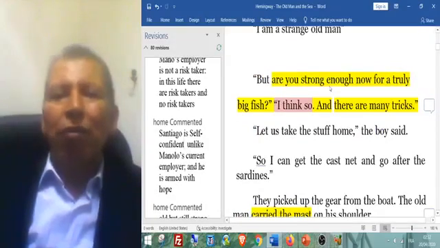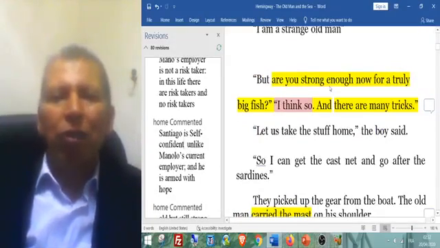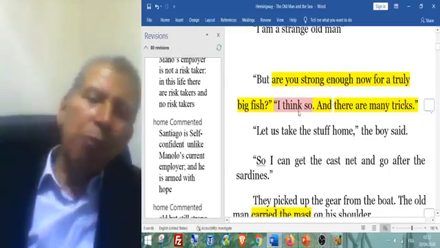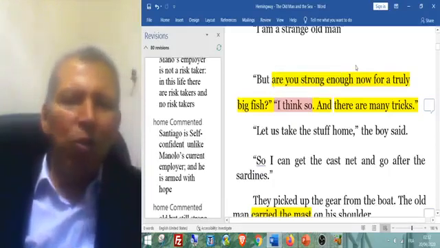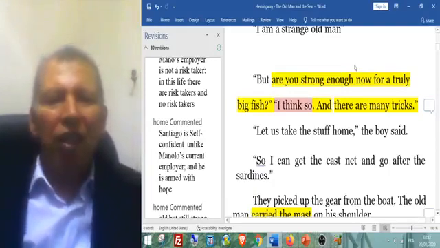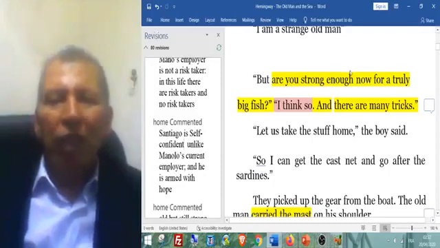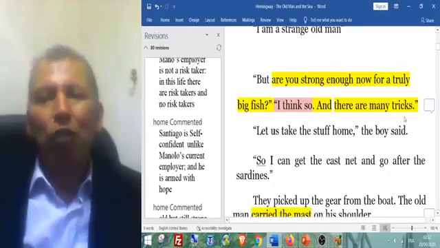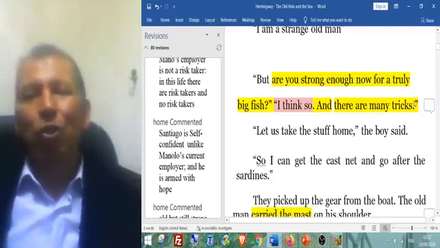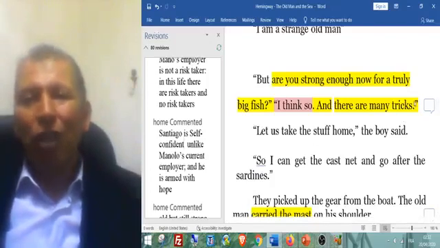"But you are strong enough now for a truly big fish." "I think so, and there are many tricks." Yes, Santiago is self-confident. Santiago is, unlike Manolo's current employer, strong enough to get a big fish, but also he's got many tricks. That is, he's got expertise, he's got skill that doesn't go with time. On the contrary, it's an asset.